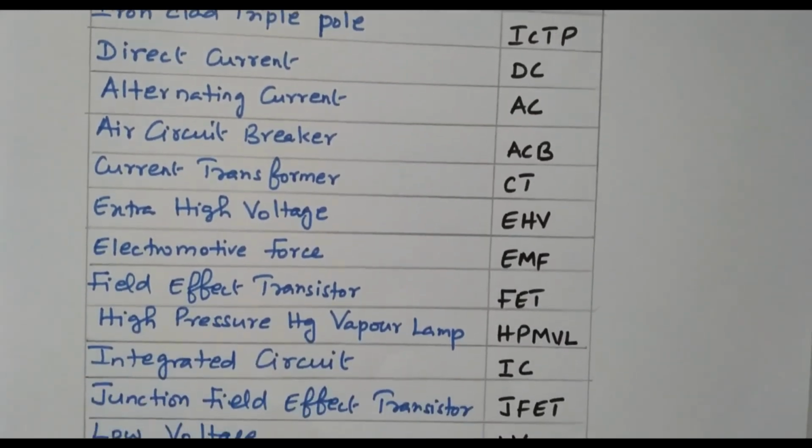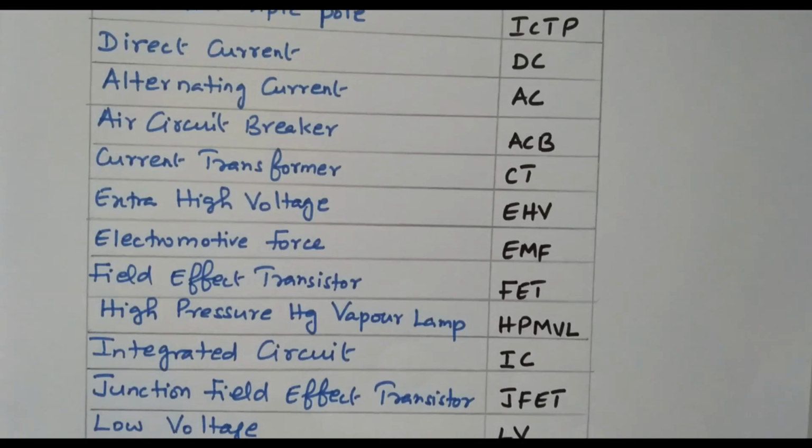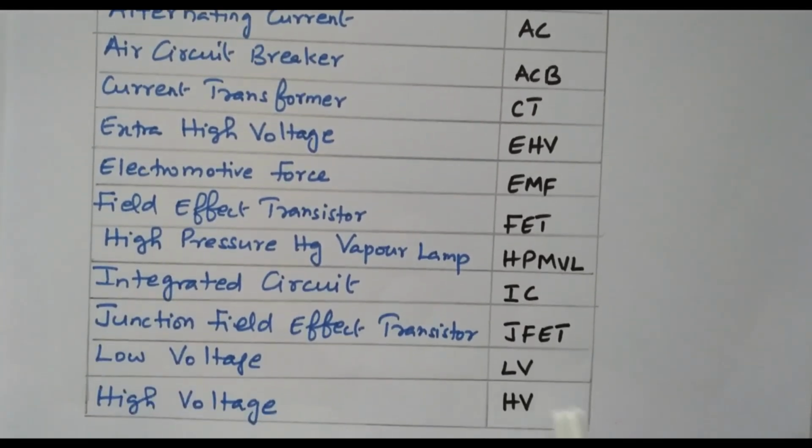Then EMF. EMF refers to electromotive force. In electrical we have EMF. Similarly for magnetic circuits we have MMF. Then FET means field effect transistor. HPMVL refers to the high pressure mercury vapor lamp. High pressure, similarly low pressure is also available, LP. This is HP. HPMVL vapor lamp. IC means integrated circuit. Then JFET, junction field effect transistor.